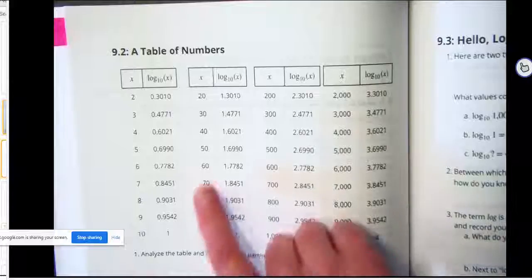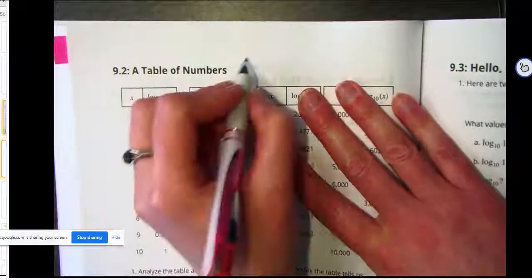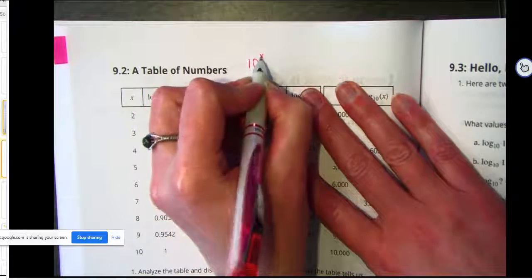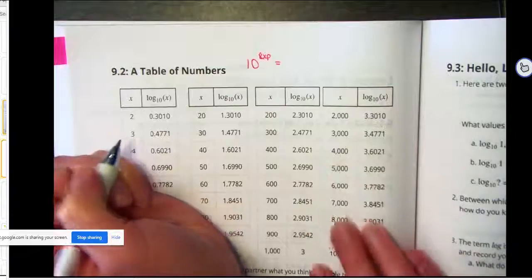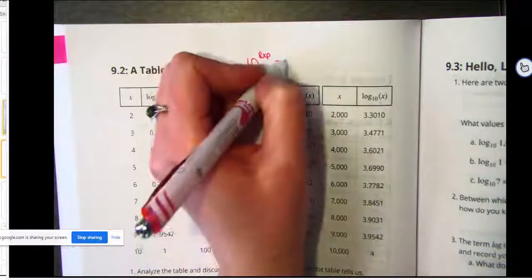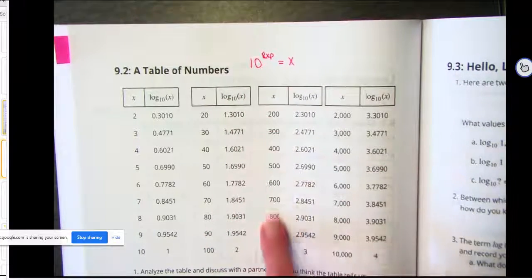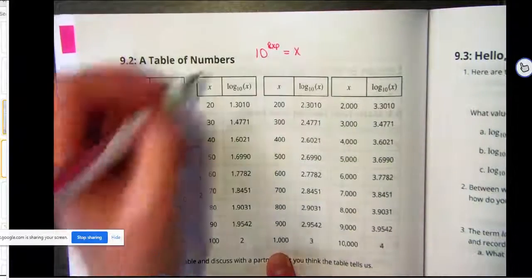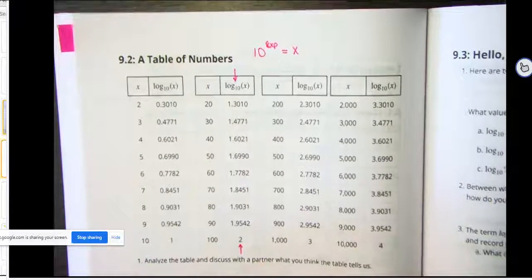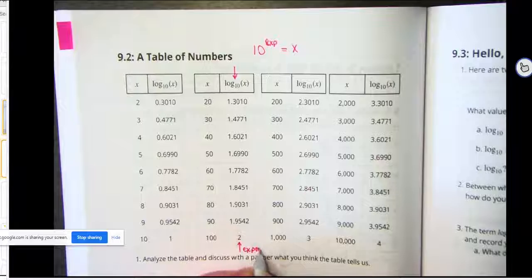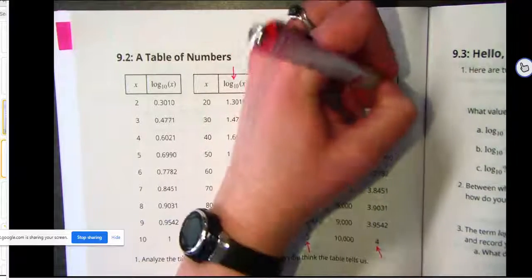So the way we read this, each of these is log base 10. So it's saying 10 to some exponent equals the x value that you see in the chart. So 10 to some exponent equals the x column. The log columns, this whole column here, is the exponent. So each of these columns is saying that is the exponent we would need to use.